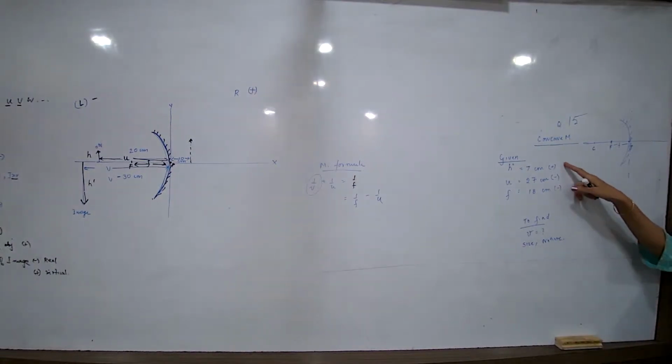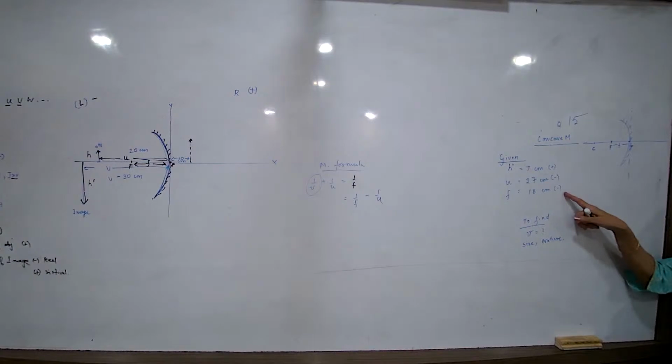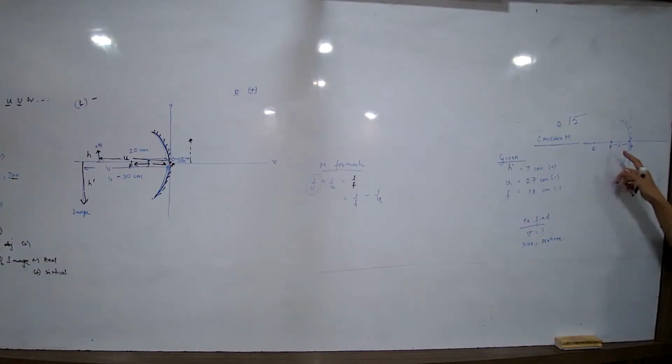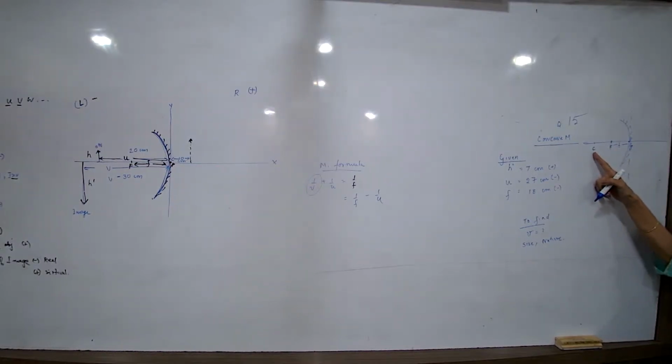Can we draw a diagram here? Where do you think the object is placed here? Is it between C and F, or between F and P? Between C and F, yes, because C is double that. This is going to be 18, so this C will be 36. So your 27 will be somewhere here.